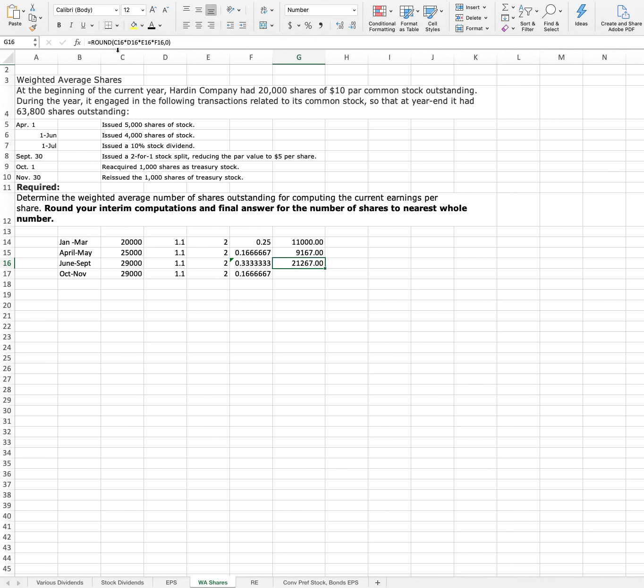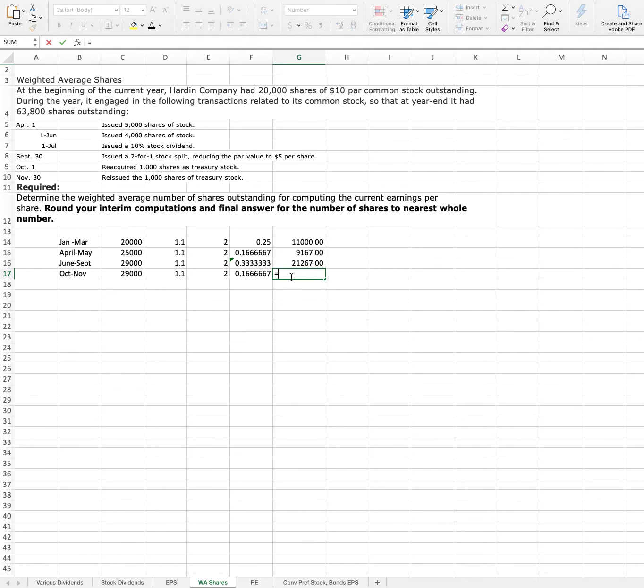So if we just pull this formula down, it's not going to work. Also, if we just typed 28,000 right here, it wouldn't work because then it would be multiplying the 10% dividend and the 2-to-1 split against 28,000. But really, we need that multiplication to happen first and then subtract out the 1,000 shares of treasury stock.